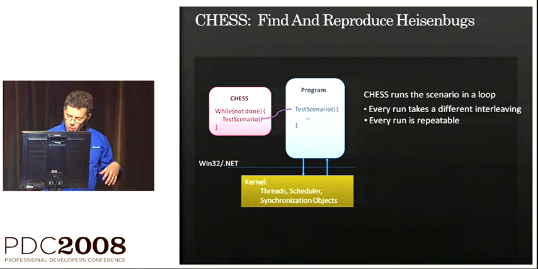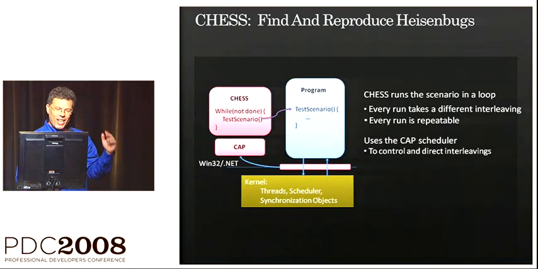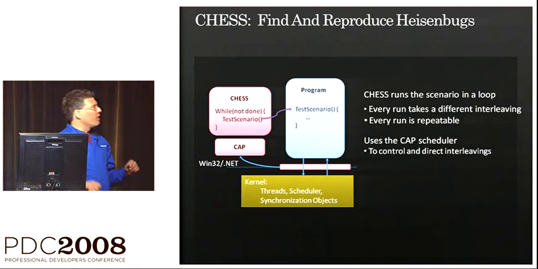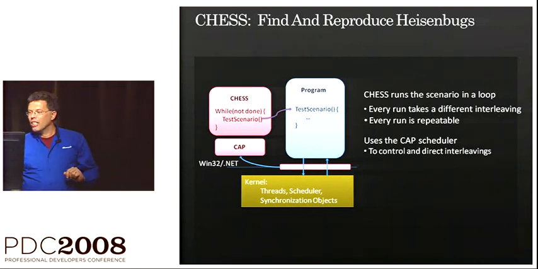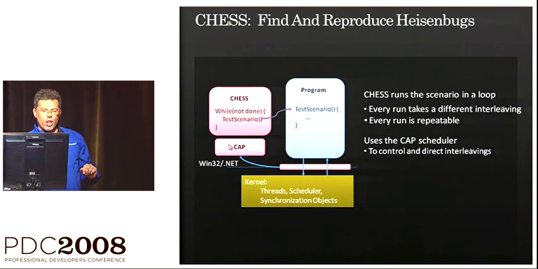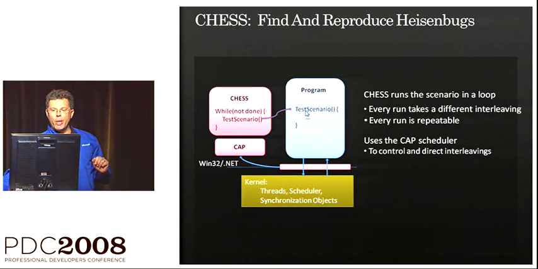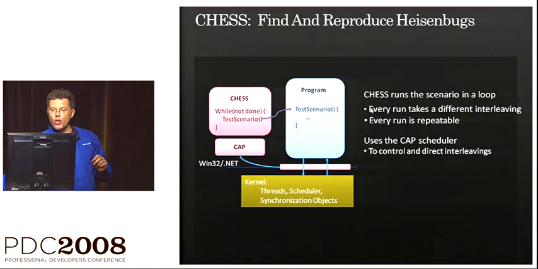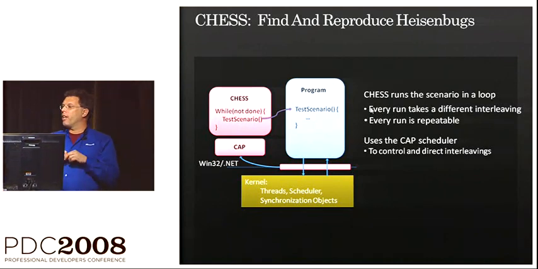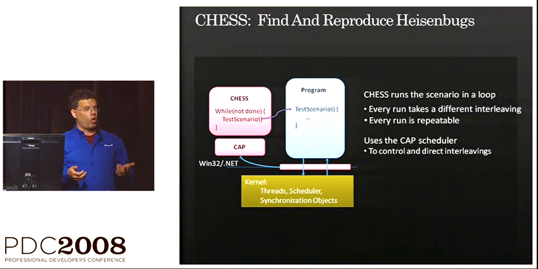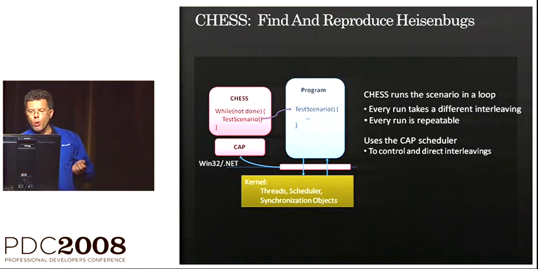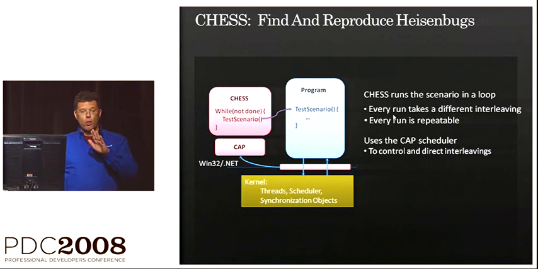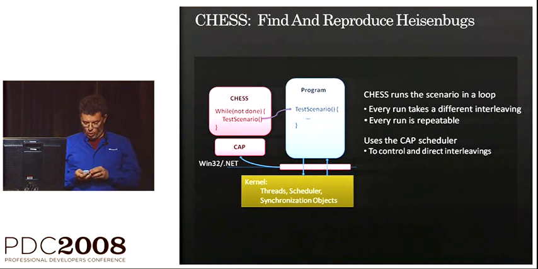In fact, I was supposed to show you this slide before I showed you the demo of CHESS, but I got so excited I wanted to show you the demo. So what did I just show you? I showed you CHESS, and essentially what was CHESS doing? It was running a test scenario in a loop, and the guarantees are two. One, every run takes a different interleaving, so you're getting more coverage than you would with stress. And two, since CHESS stores the schedule as it processes it, if you have an assertion violation, CHESS will give you a repro case.